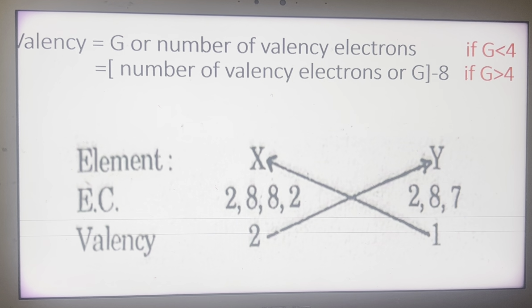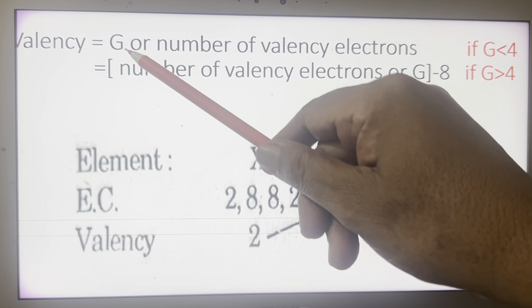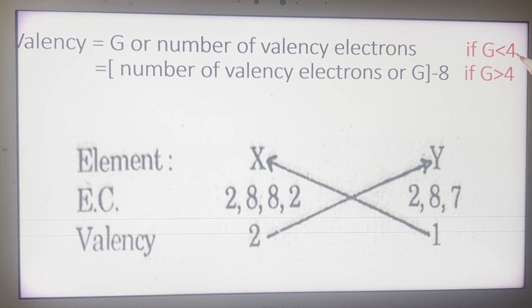So for example, valency is the group number. G means the group number of the element. If the element belongs to the fourth group or less, then its valency can be considered as its group number. If it is more than 4, for example the fifth group element, then the valency is taken as the group number minus 8. That means for the fifth group, 5 minus 8 is minus 3. So when the group number is greater than 4, the valency is the group number minus 8.